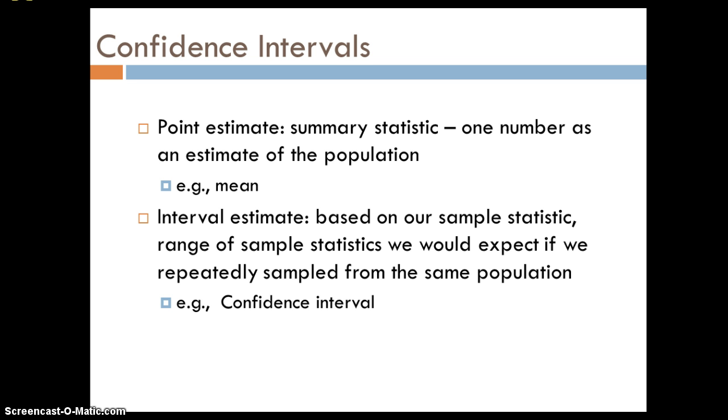Confidence intervals are an interval estimate. When we have what's called a point estimate, we're looking at a summary statistic. It's a single number that's an estimate of the population, something like the mean or the standard deviation. Those are both point estimates. An interval estimate is based on a sample statistic, and it gives us the range of sample statistics we would expect if we repeatedly sampled from the same population. So we're talking about this as being a confidence interval.